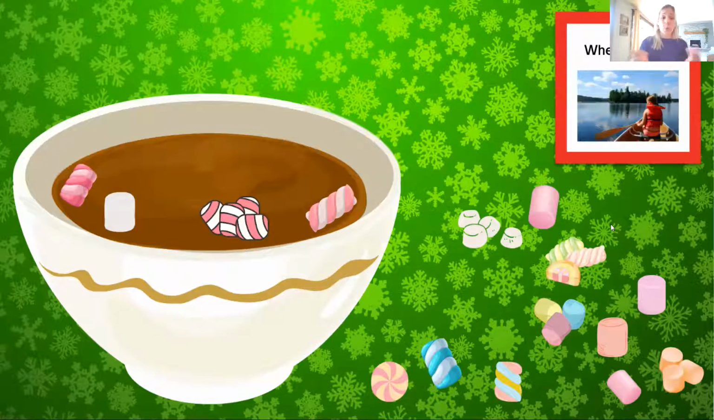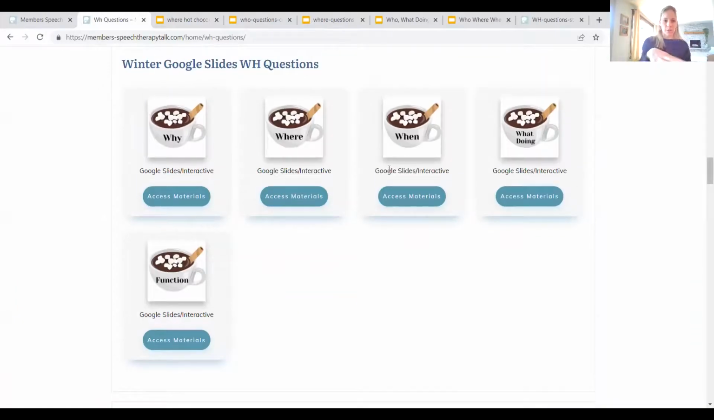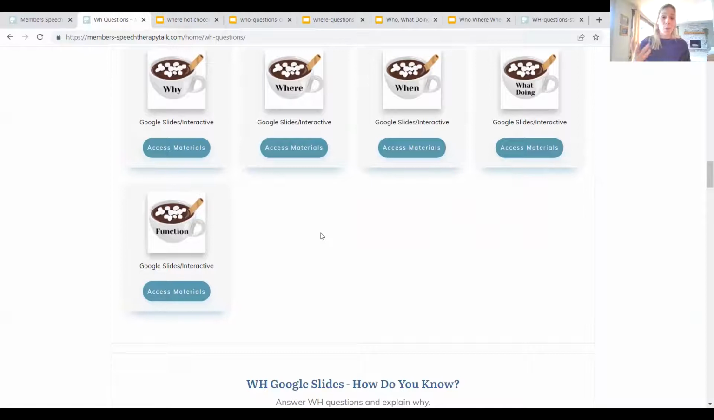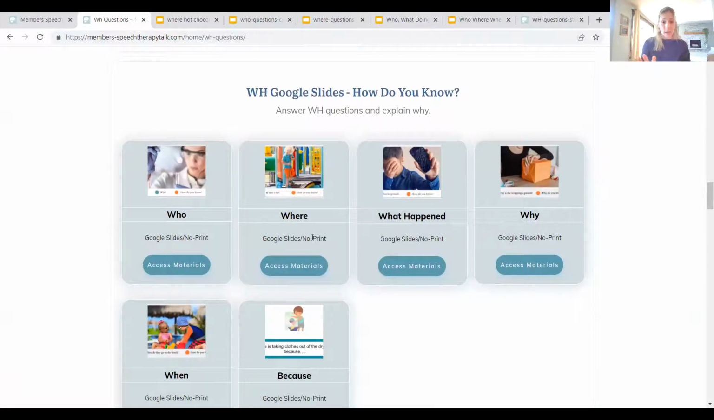If you have a mixed group, you could do whatever you need to do. Maybe the child is working on CHs, so they can say hot chocolate, or whatever you need to do. You can adapt it to your group. So we have a bunch of different options: why, where, when, what doing.